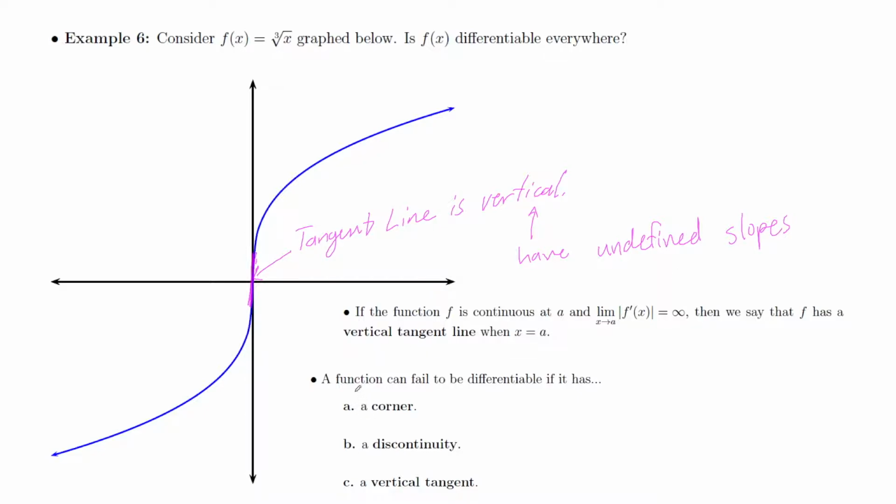So we saw the 3 examples of when a function can fail to be differentiable. At the beginning, with example 4, we have corners, so you can't be differentiable there. Example 5, the step function discontinuities, that'll cause you not to be differentiable. And then if your tangent line is vertical, then we'd say it is not differentiable.